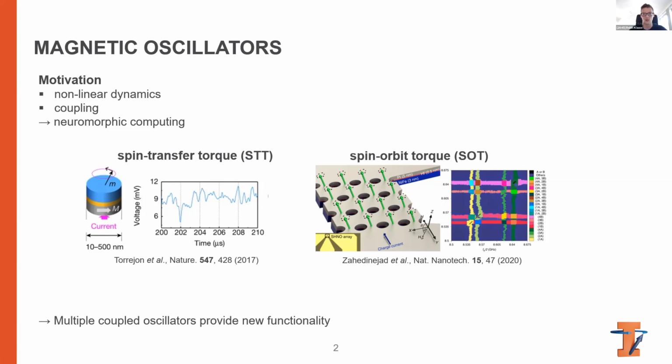In the spin orbit torque geometry, a current is sent in the plane of a heavy metal such as platinum, and due to the spin Hall effect, there's spin-dependent scattering of electrons, and you get a spin accumulation at the interface between the heavy metal and the free magnetic layer. Similar to the spin transfer torque geometry, the spins exert a torque on the free layer, drive the local damping to zero, and cause the magnetization to oscillate. It's been shown with both geometries that multiple coupled oscillators can provide new functionalities for information technology.